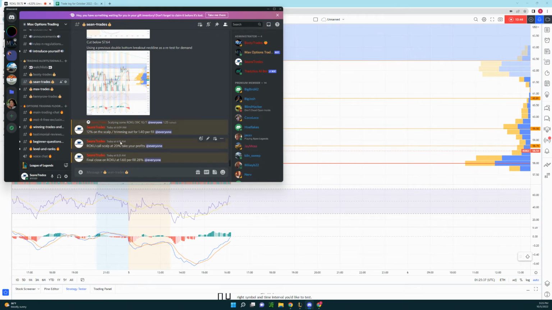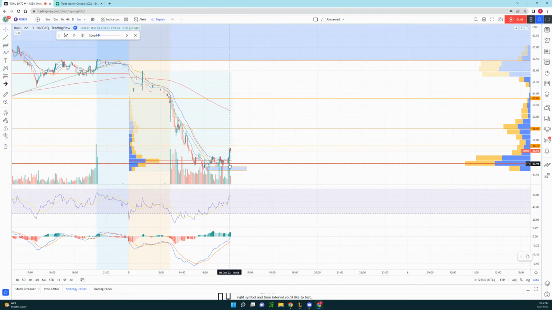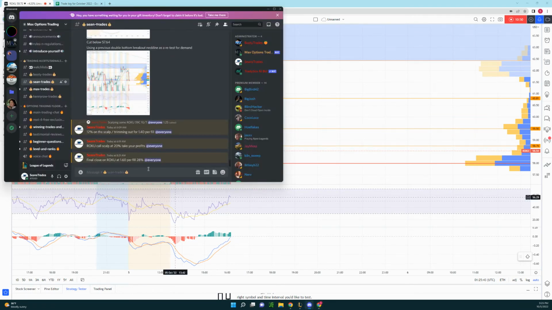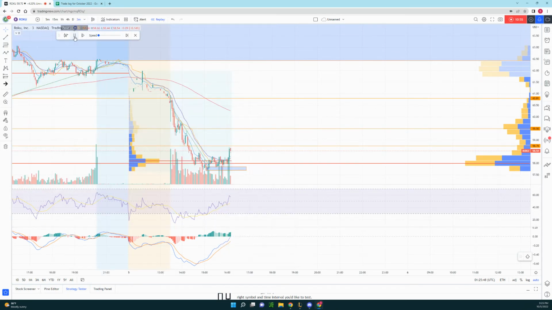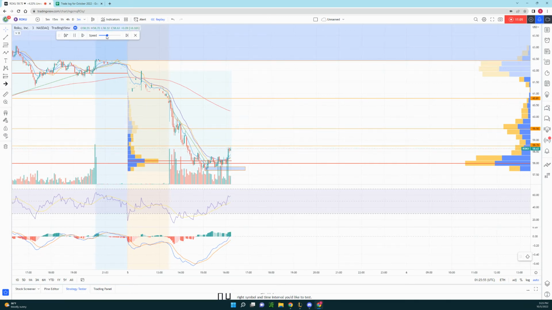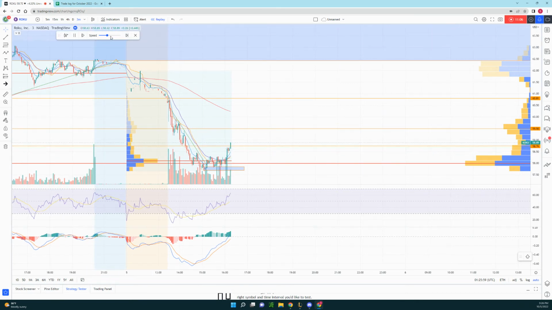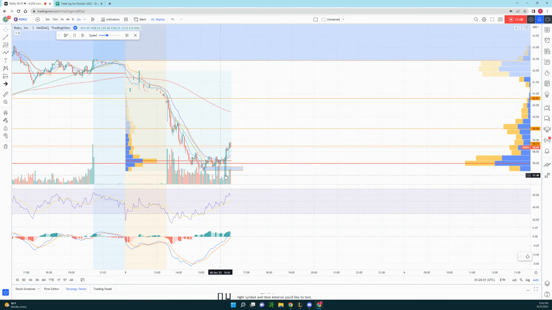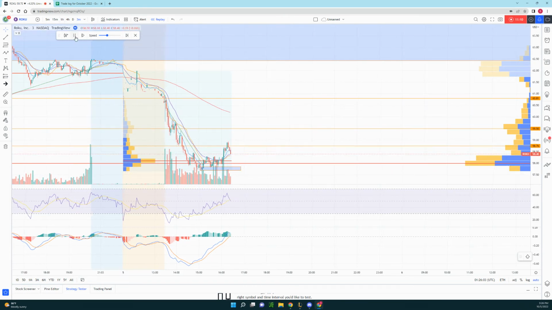12%, 609, 619, 821. So 609, yeah, right around this pop I trimmed. And when's my next trim? 619. So we'll let that play out. There you go. Okay. So 619, right around there. I trim for 20% again.